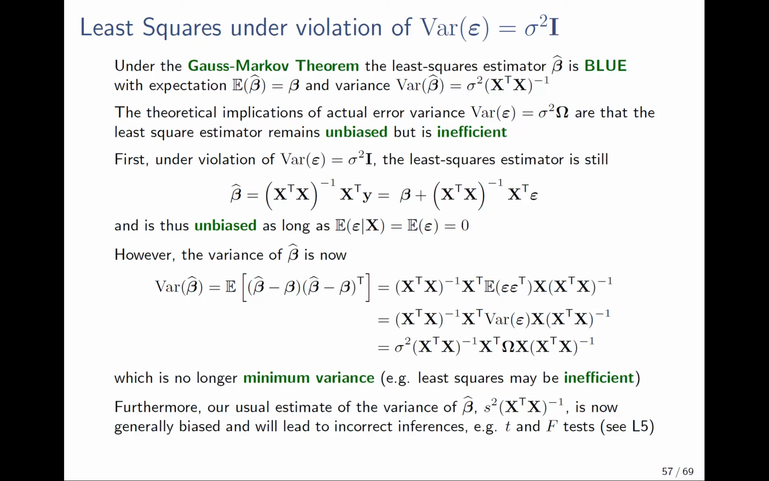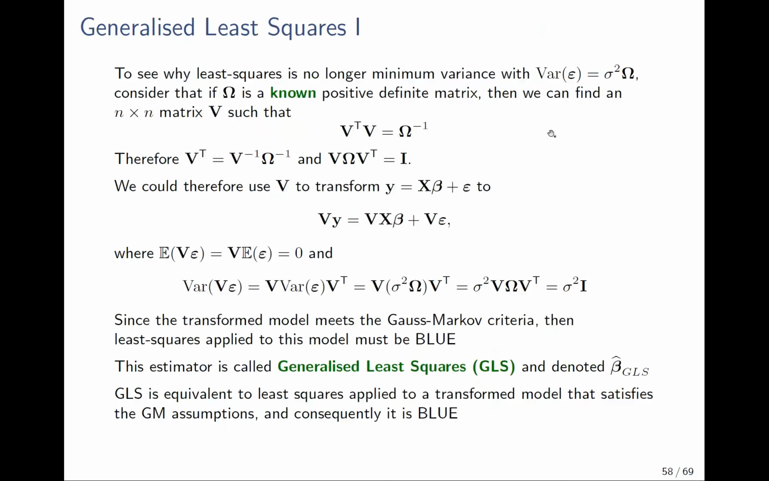And as a second, arguably more serious consequence for our inference, our usual estimate of the variance of beta hat, which is s squared times (X transpose X) inverse, is now generally biased and will lead to incorrect inferences potentially: invalid standard errors, t-statistics, F-tests, and confidence intervals. So the question is, how can we fix this problem?